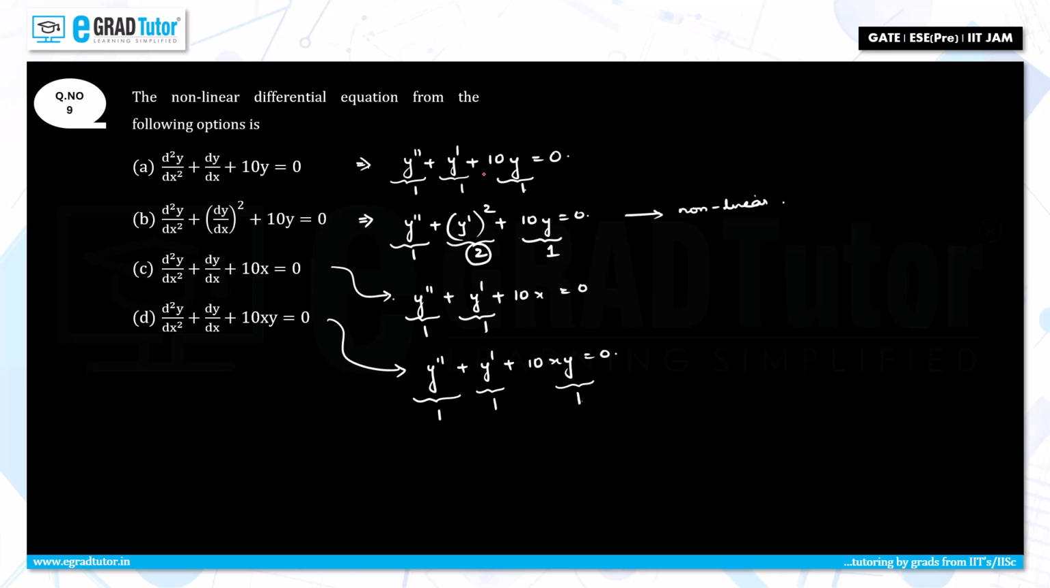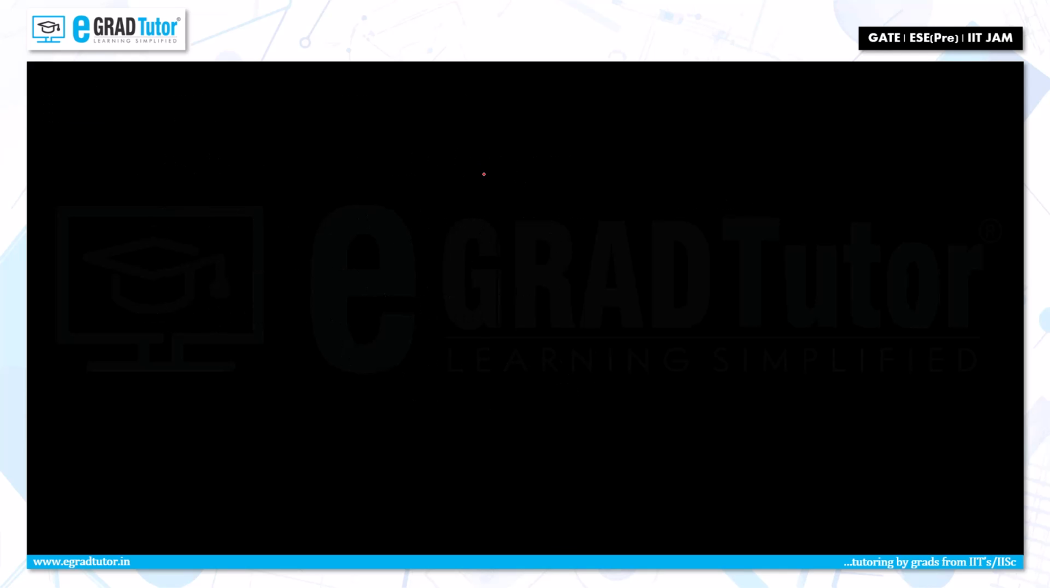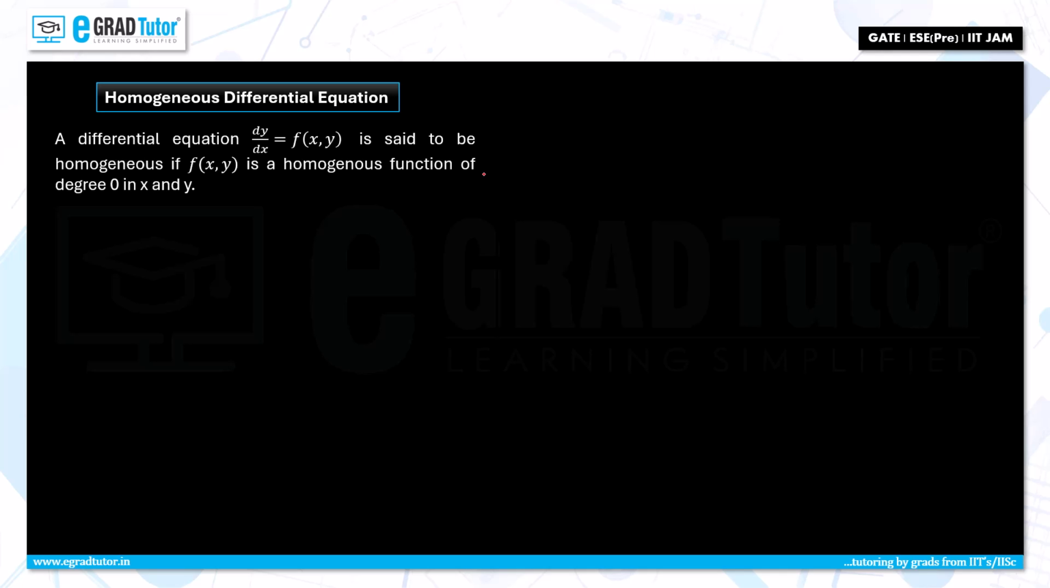So now let's go to another classification of differential equation, which is nothing but homogeneous differential equation. What is a homogeneous differential equation? A differential equation dy by dx equal to f of x comma y is said to be homogeneous if f of x comma y is a homogeneous function of degree 0 in x and y.